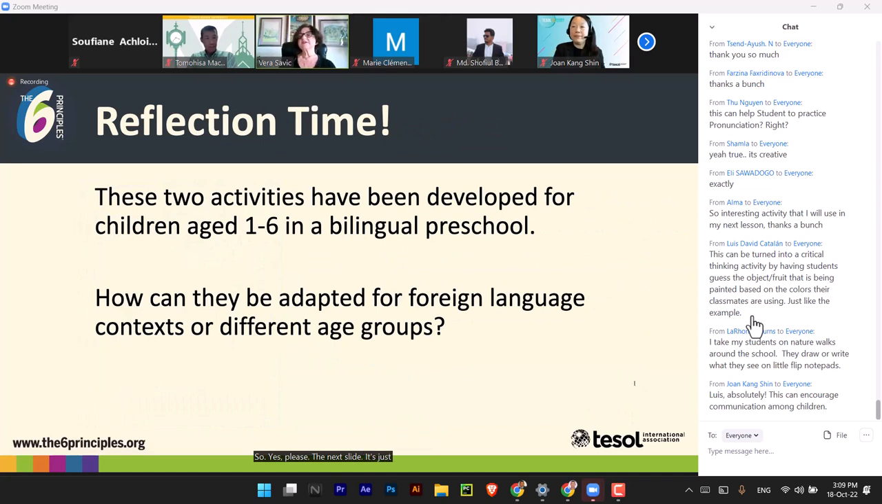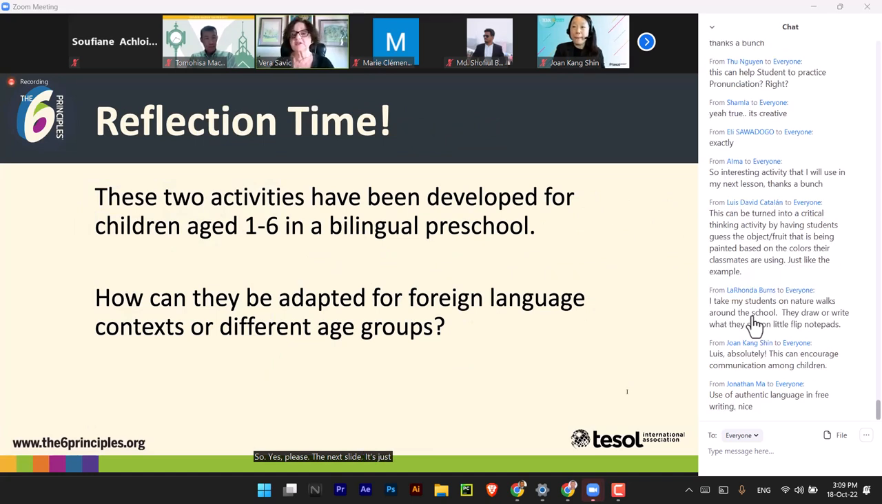These two activities have been developed for children aged 1 to 6 in a bilingual school. And now I have a challenge for you. How can they be adapted for foreign language contexts or different age groups? Please share your ideas in the chat box or maybe in Canvas discussion. I don't know, it depends on the time we have.